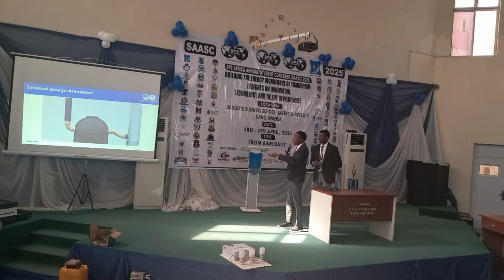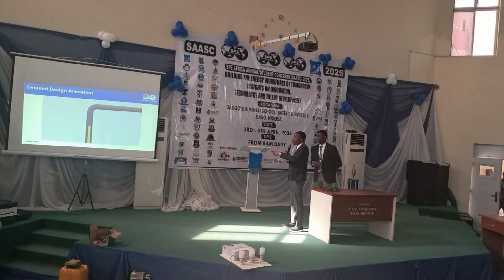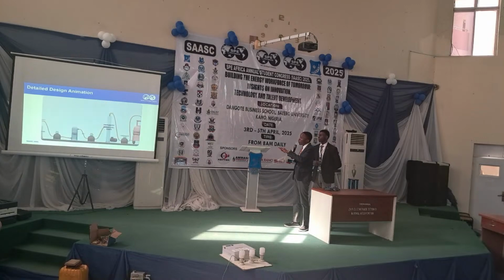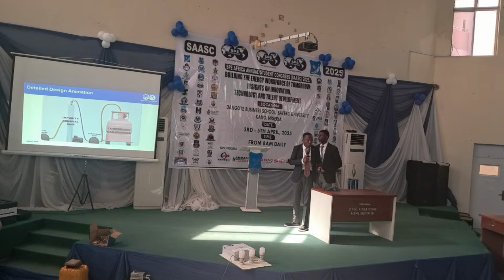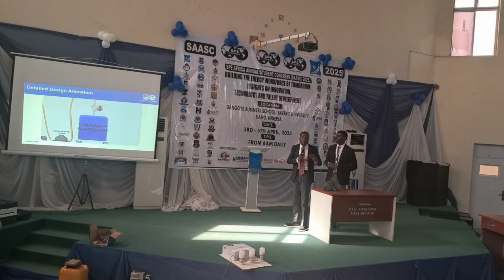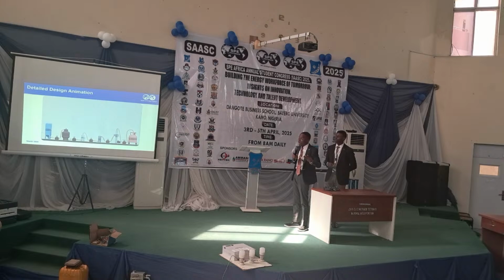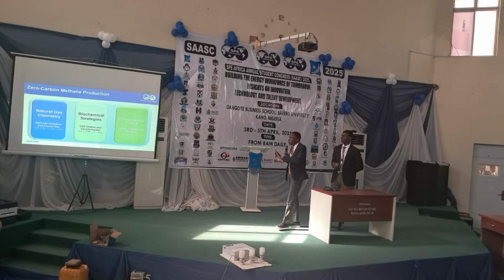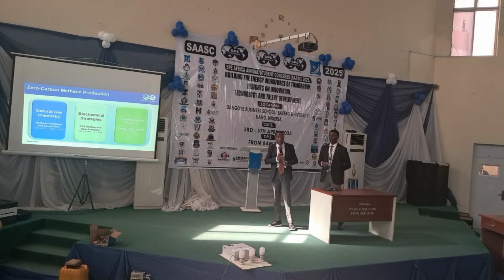Now we see the process move, and this is the impurity removal system. There is a flow to the impurity removal system, whereby we make use of various separation technologies to ensure that the methane produced is of high purity, and then we get to the compressed gas storage. And now this is the physics behind the entire work.